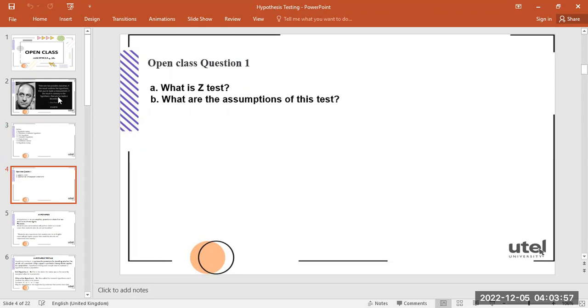But before I proceed, permit me to share the first open class question. Question one says, what is a z-test? And the B part says, what are the assumptions of this test? So this is a very simple open class question, and you can answer that and upload at the appropriate link of the learning management system for grading.